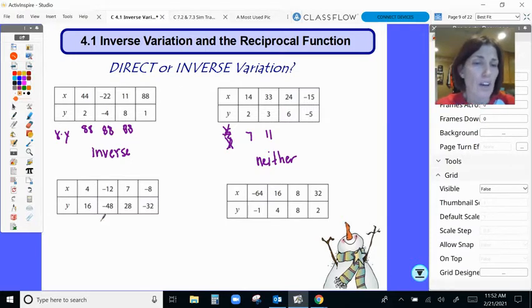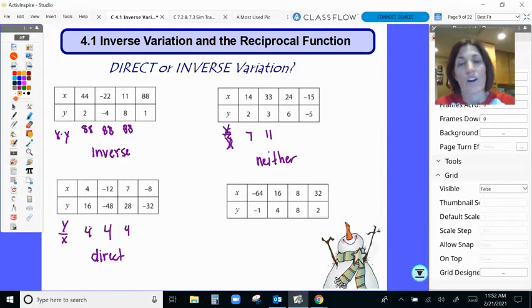Okay, how about here? Let's go y divided by x here. So 16 divided by 4 is 4. 48 divided by 12 is 4. 28 divided by 7 is 4. So here we actually have direct variation. Over here, we have x times y. I'm going to notice that 16 times 4 is 64. 8 times 8 is 64. 64 times negative 1 is 64. So this is going to be inverse variation.